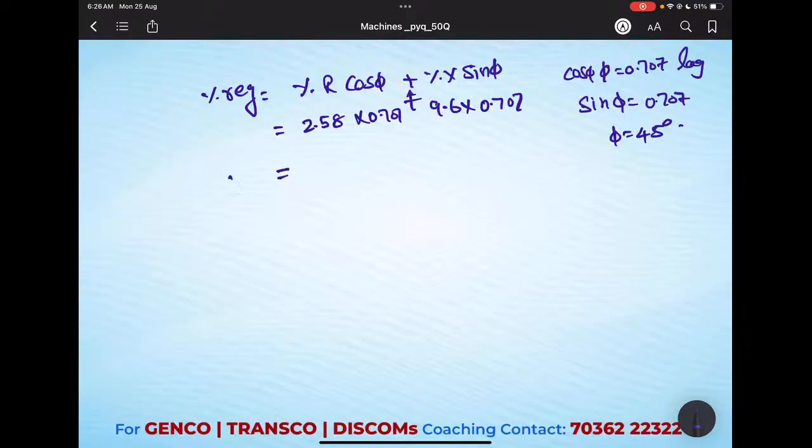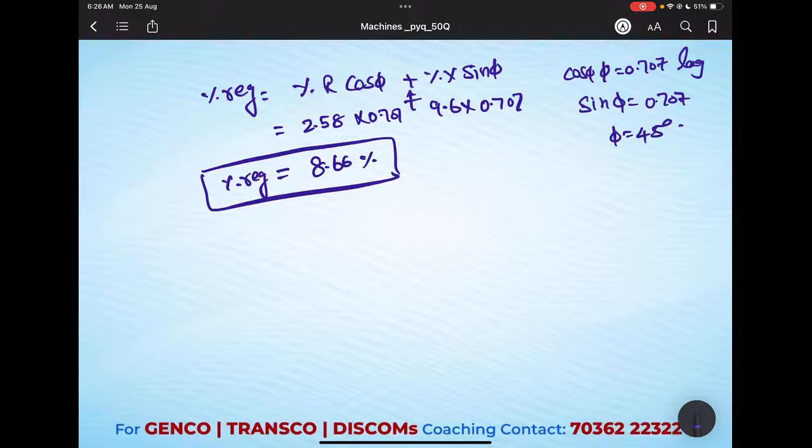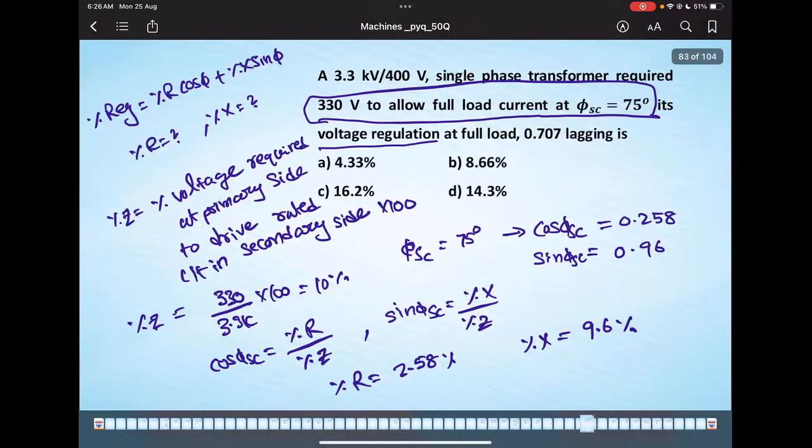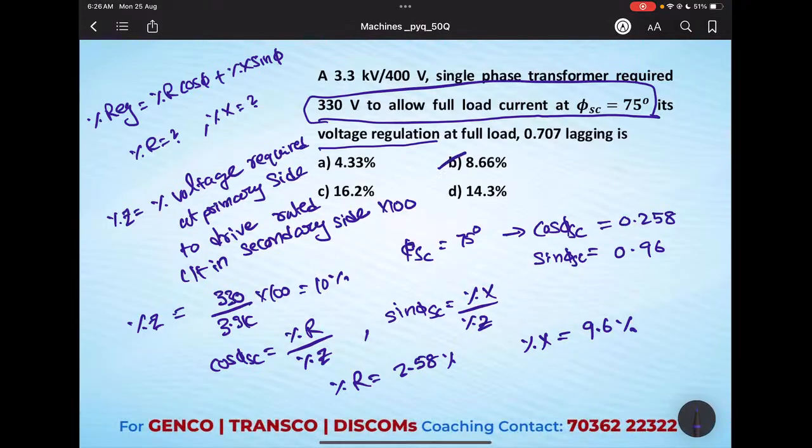After solving this, we can get percentage regulation as around 8.66%. Is it clear? Let's see the options suitable for us. The suitable option is B. Okay, I am going to summarize the solution here.